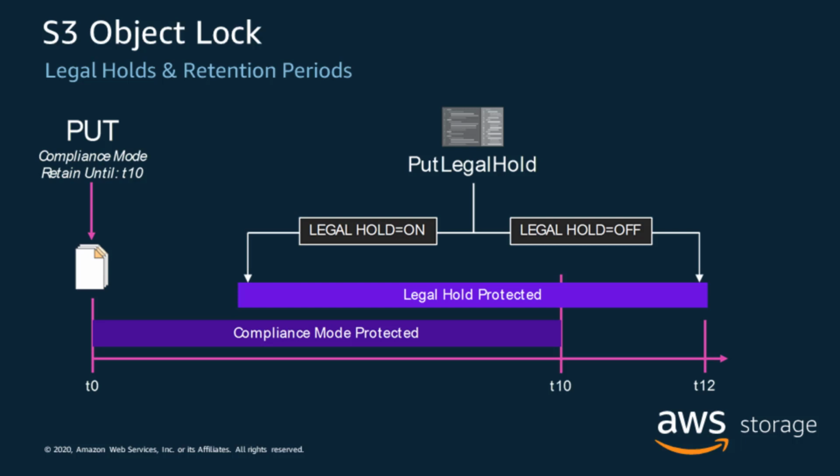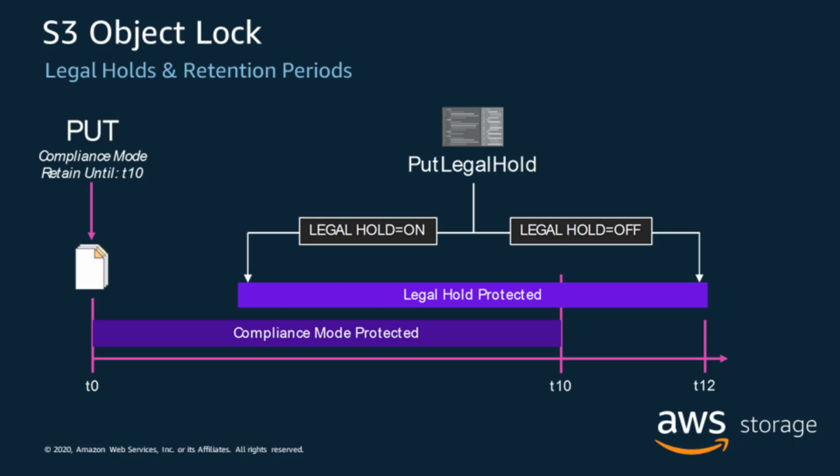On this slide, we have a visual where you can see that we've put a retain until date of 10 days on an object today. This object lock will expire 10 days from today. Sometime in the future, we can also put a legal hold on the object and remove the legal hold 12 days from now. And that's independent of the retention mode.